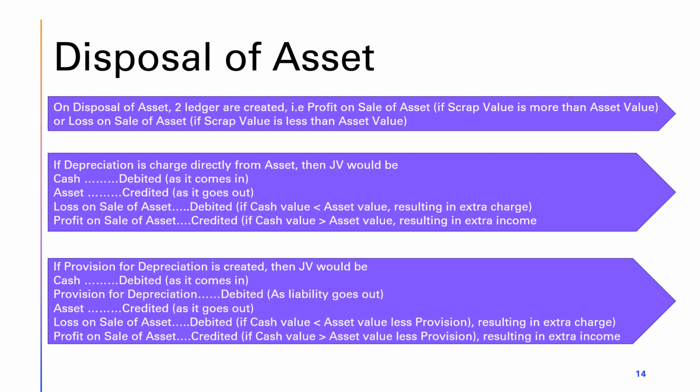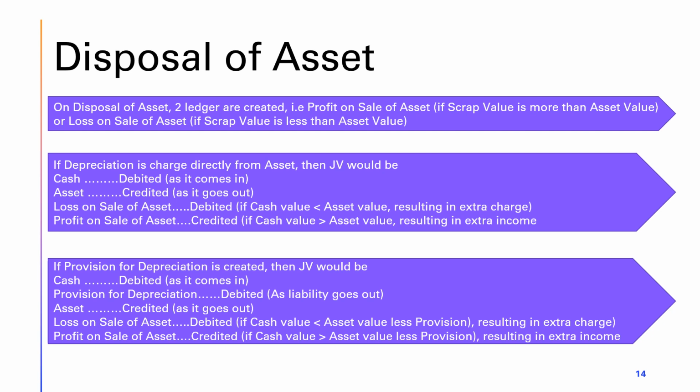When the asset is disposed of, if we charge depreciation directly from the asset, then it is very simple. Cash would be debited as it comes into the business and the asset account would be credited as it is going out of the business. Profit on sale of asset will be credited if cash received is more than the outgoing asset, which will reflect extra income, and loss on sale of asset will be debited if cash received is less than the outgoing asset, reflecting extra expense borne apart from annual depreciation.